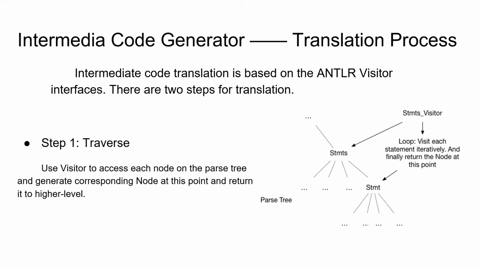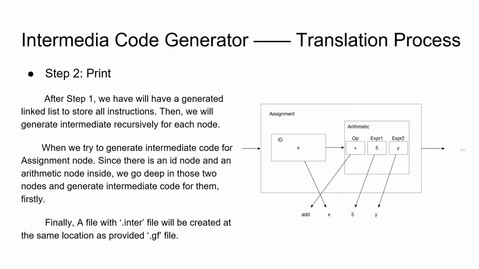Use the enter visitor to access each node on the parse tree and generate the corresponding node and return to the higher level of the parse tree. In step 2, we get the internal representation of the parse tree statements. Then we need to print it, right? So when we print it, we do it recursively.